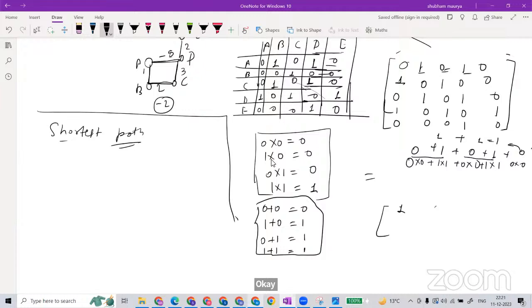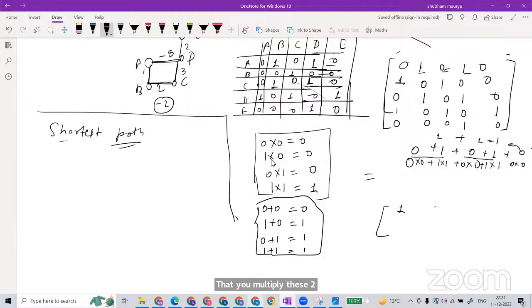Okay. Yes, sir. Hello. Sir, I think we don't need to do multiplication of matrices in transitive closure. In transitive closure, we don't need to multiply two matrices, I think. Yeah, if it is a graph, then there is no need to multiply. If there is no graph and only the adjacency matrix is given, then you have to do the matrix multiplication.